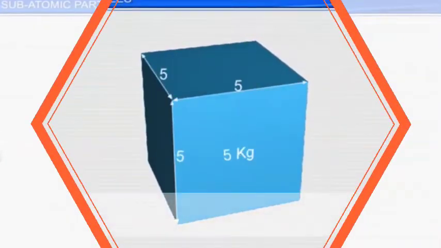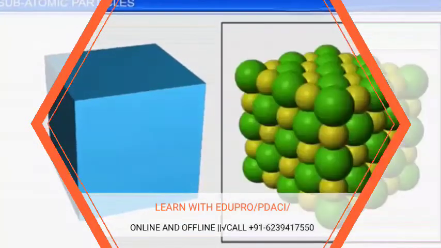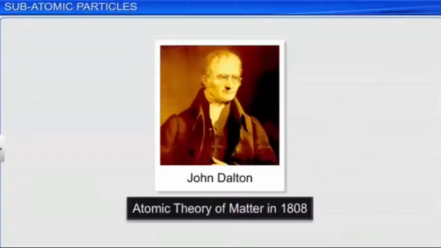Any substance that has mass and occupies space is called matter. It is made up of small particles called atoms that cannot be further divided. That atom is the ultimate particle of matter. This theory is called Dalton's atomic theory.